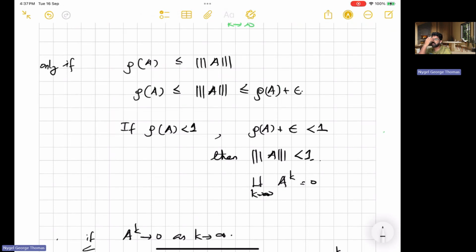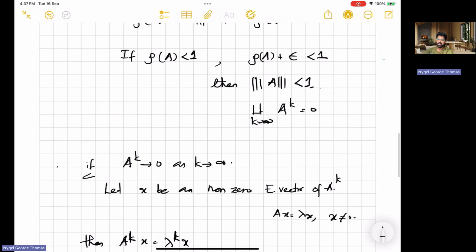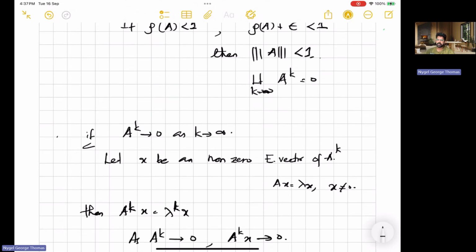So convergence of a matrix can be satisfied in two ways. One way is if we have a norm such that norm of A is less than 1, then A raised to k will tend to 0 as k tends to infinity. And in a similar fashion, we can also find the spectral radius of a matrix A, and if the spectral radius is less than 1, we can say that this is a convergent matrix. There are two ways of defining convergence. Let's end this discussion.